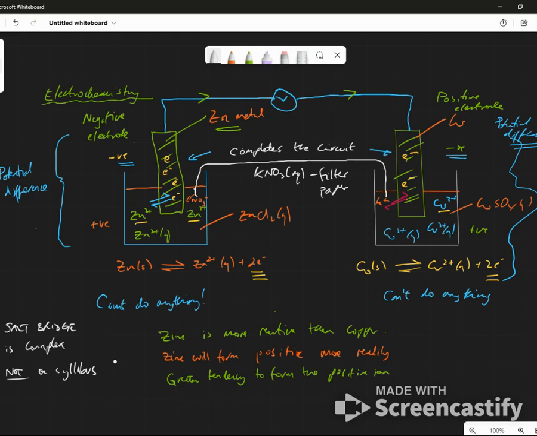Interestingly, the easiest salt bridge is a piece of filter paper. But these days, what they tend to use is a glass tube. And inside the glass tube is a paste of potassium nitrate, which is loads of potassium nitrate and some water. It's like a toothpaste in there, and it kind of goes across.